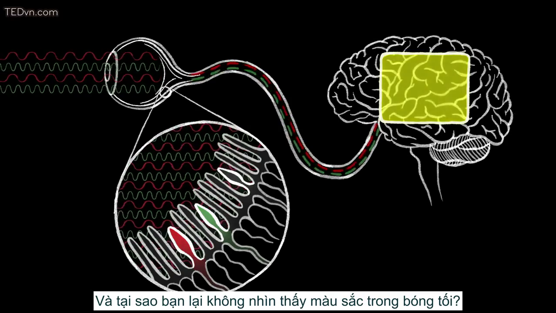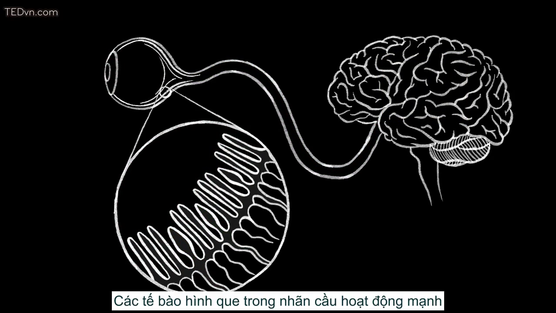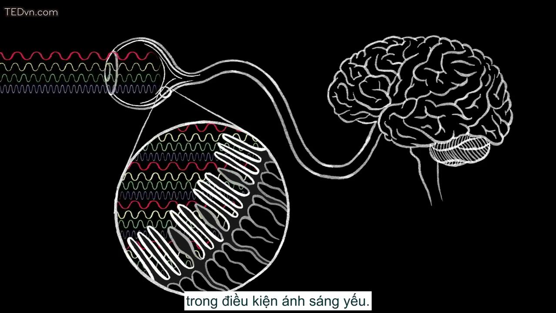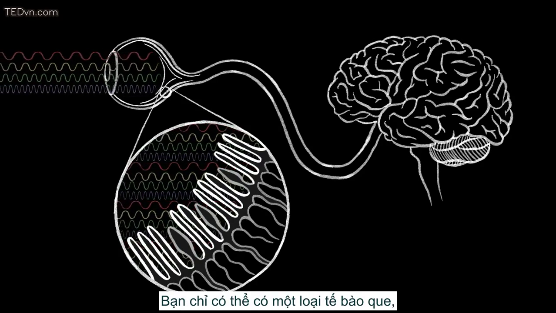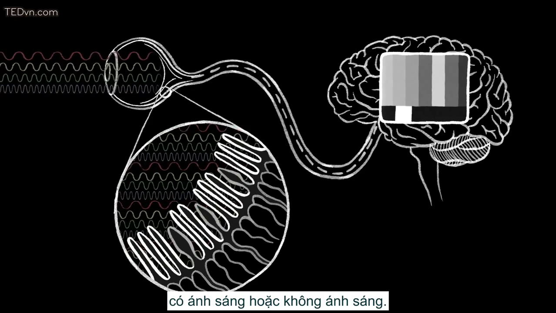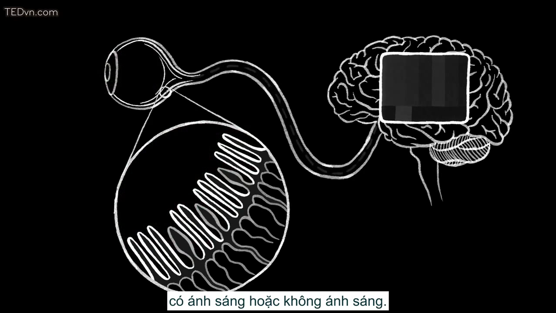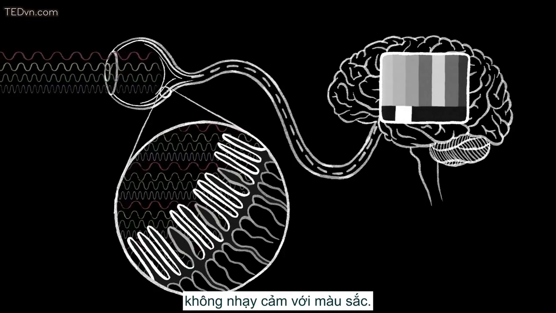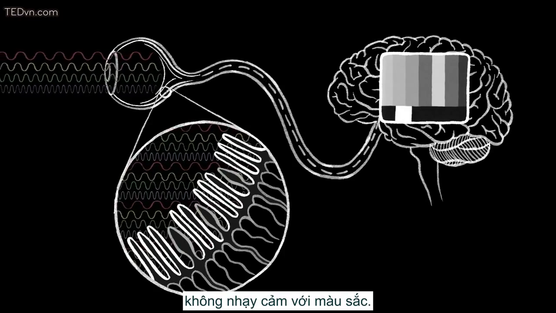And how come you can't detect colors when it's dark? Well, the rod cells in your retina take over in low light conditions. You only have one kind of rod cell, and so there's only one type of signal that can get sent to your brain, light or no light. Having only one kind of light detector doesn't leave any room for seeing color.